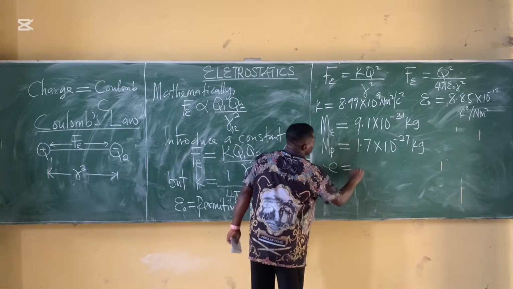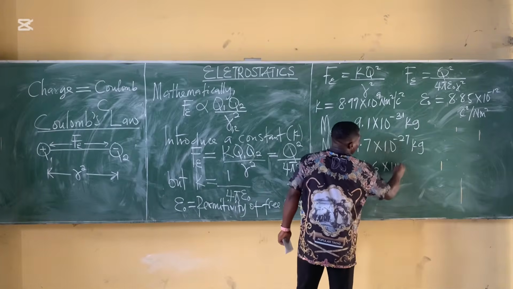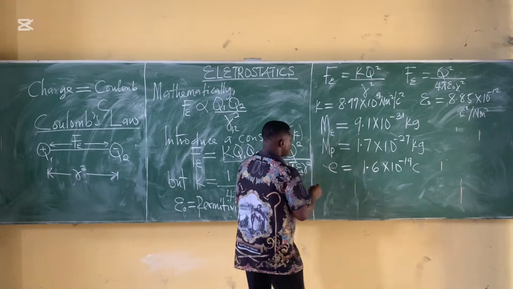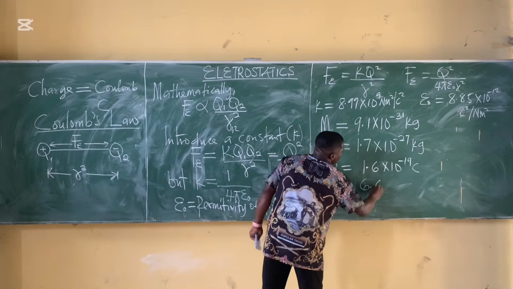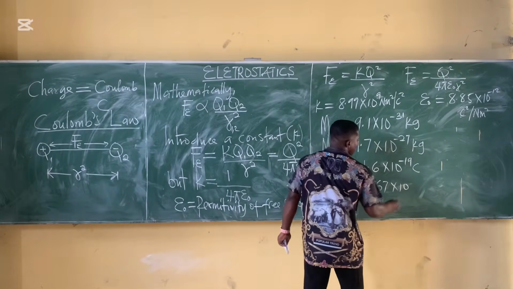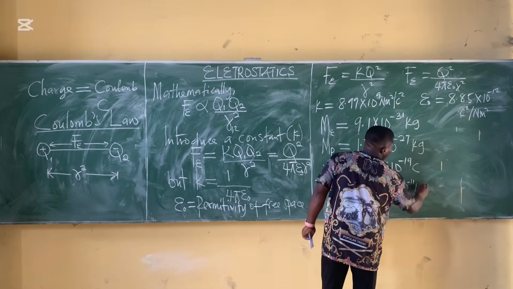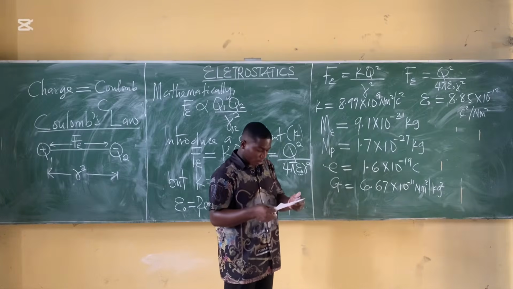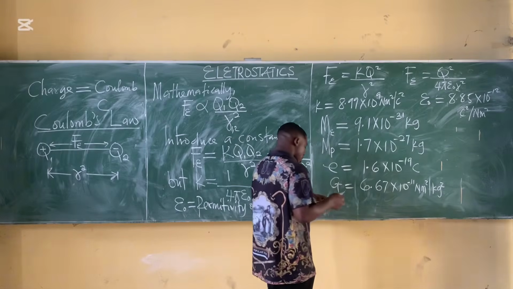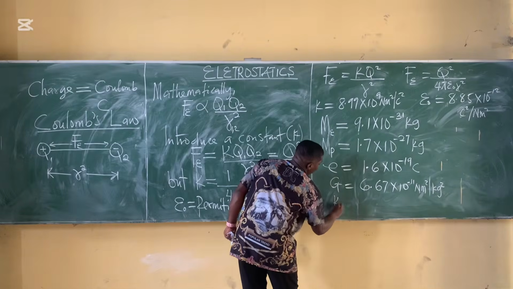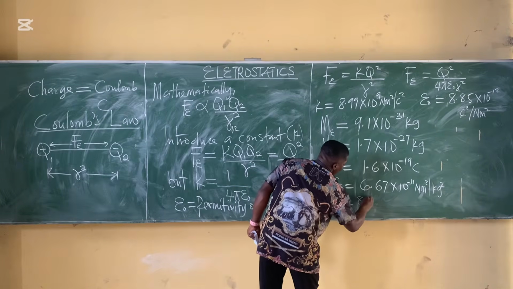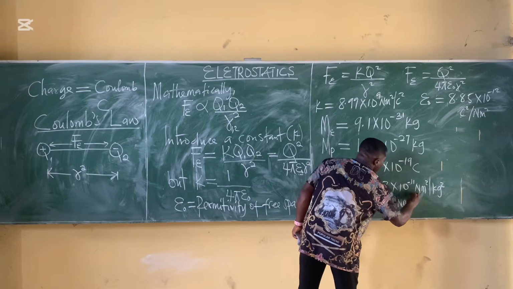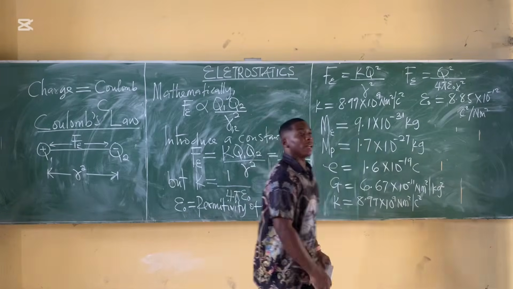E, the charge, is 1.6 times 10 raised to the power minus 19 Coulomb. And they said G is 6.67 times 10 raised to the power minus 11. And that's all. And they said K is 8.99 times 10 raised to the power 9 Newton meters squared per Coulomb squared. So these are the constants again.